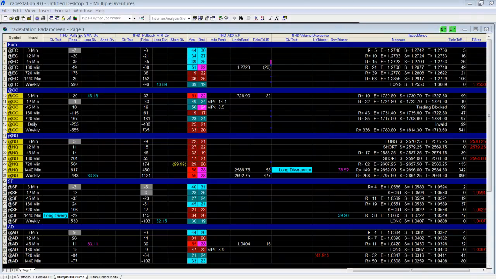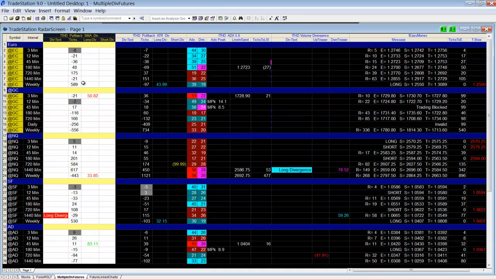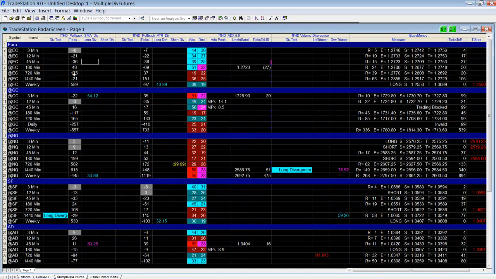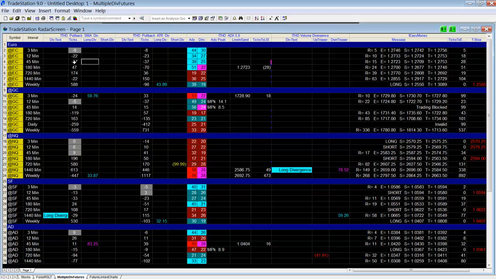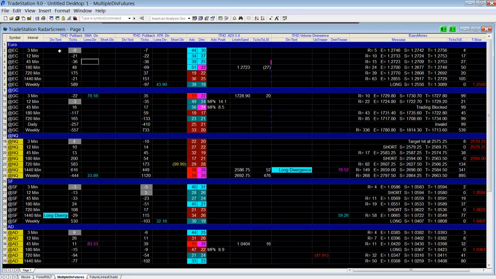Number one, the THD Pullback SMA Divergence Indicator. This tells me at a glance whether my price is above the slow moving average or below the slow moving average. It also tells me how far price is from the slow moving average, as well as indicates divergence at the slow moving average. If the number is a negative number, that means that price is above the slow moving average. If the number is a positive number, then it is below the slow moving average.